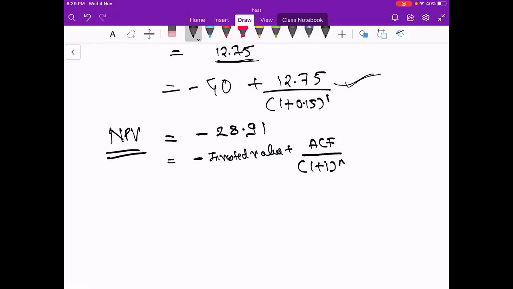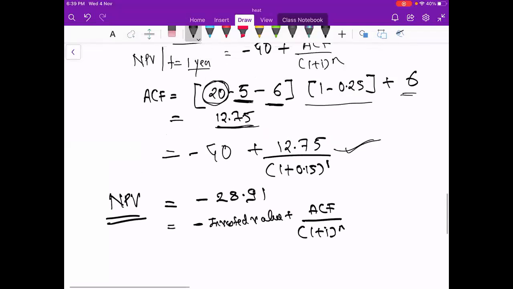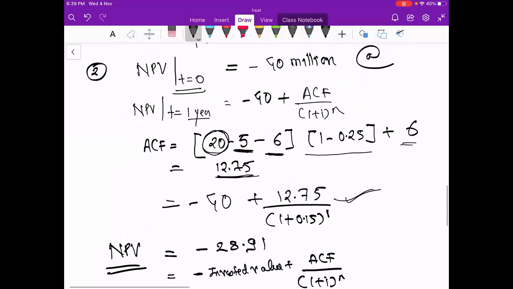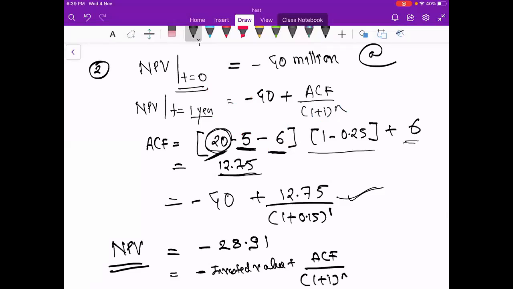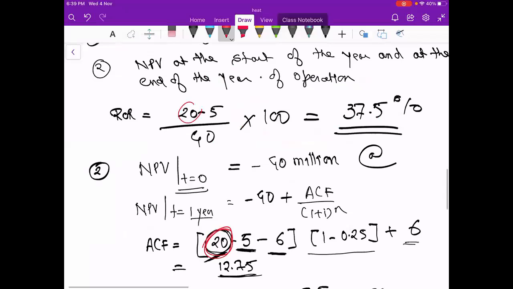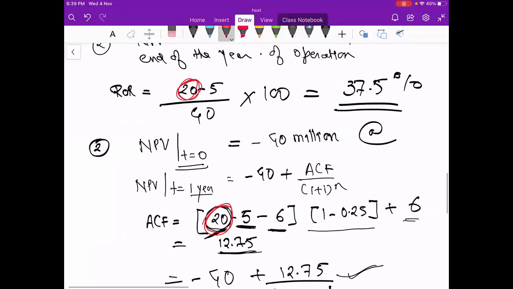Uddhav Palkar asks, sir, for ROR we took profit as 20 and for ACF we took only 15. Where have I taken 15? Both are 20, no? See, both are 20. Here also 20. Here also 20. Where have I changed?